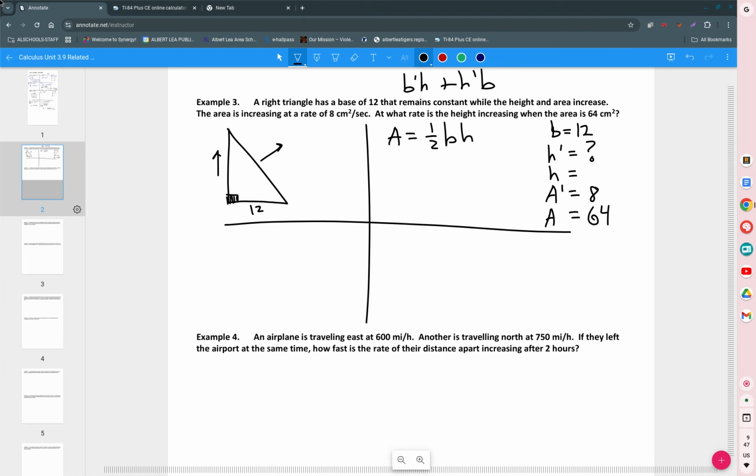But there is something here that helps us to be able to limit it to one variable, and that is this. Does the base ever change? No. So because it's constant, we can plug it in right away and get 6H. So that's the key to this problem, is understanding if it doesn't change, you can plug it in before you take the derivative. Everybody see that? All right, so we have the following. Derivative with respect to time of A equals 6H. I have A prime equals 6H prime.